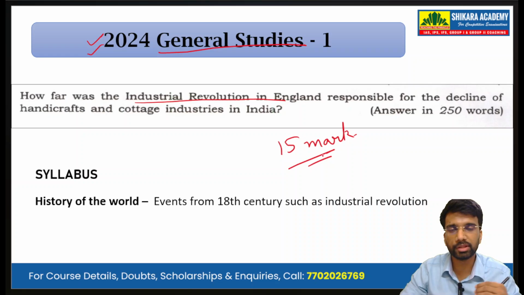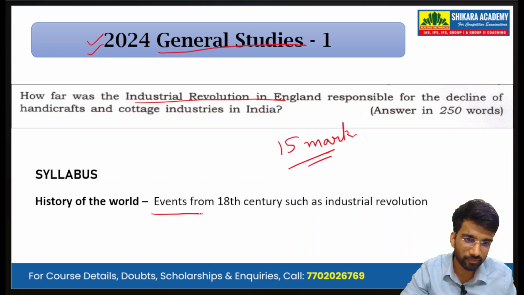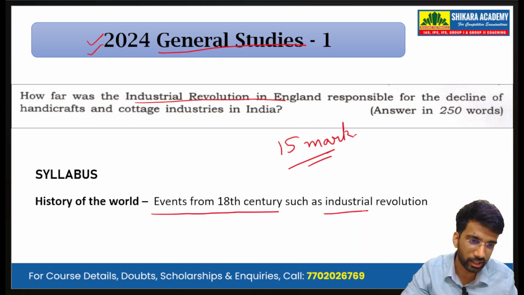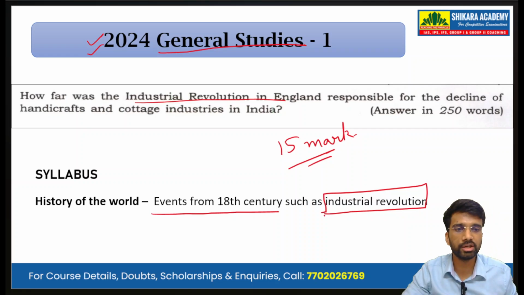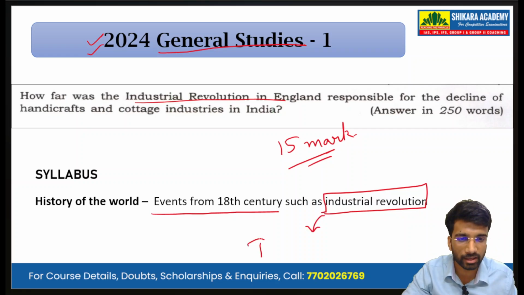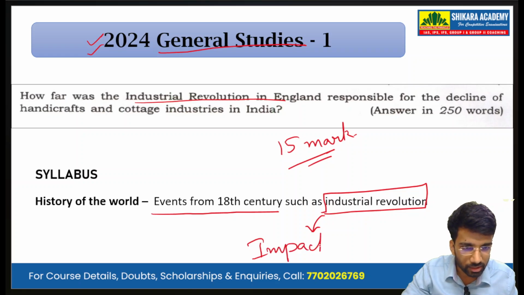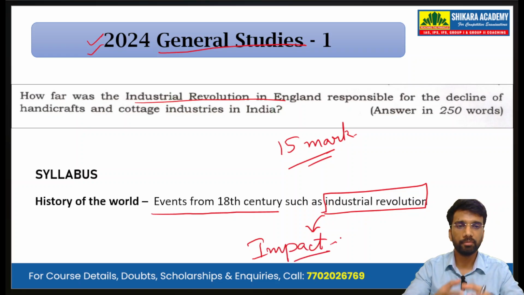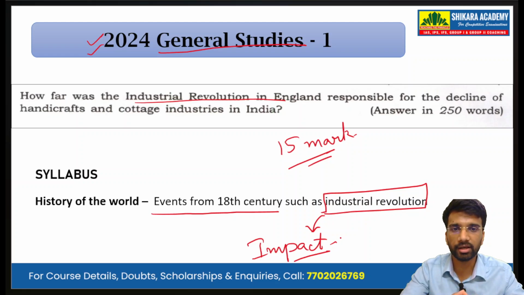Now, mapping it with the syllabus, we can see that it has come from the world history part, that is, events of the 18th century such as the Industrial Revolution. So this question is basically asking about the impact of the Industrial Revolution on Indian handicrafts and the cottage industries in India.